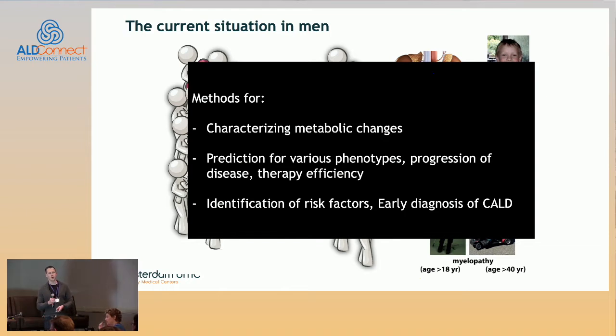in all these subgroups. By characterizing these metabolic changes, we hope to find markers or profiles that are predictive for the various subtypes in ALD, but also markers for progression of disease, that are able to quantify the degree of change that's happening over time, but also things like therapy efficiency. And of course, when we characterize these metabolic changes, we also want to look at whether we can identify certain risk factors for the development of the cerebral form, hopefully leading to early diagnosis of cerebral ALD.